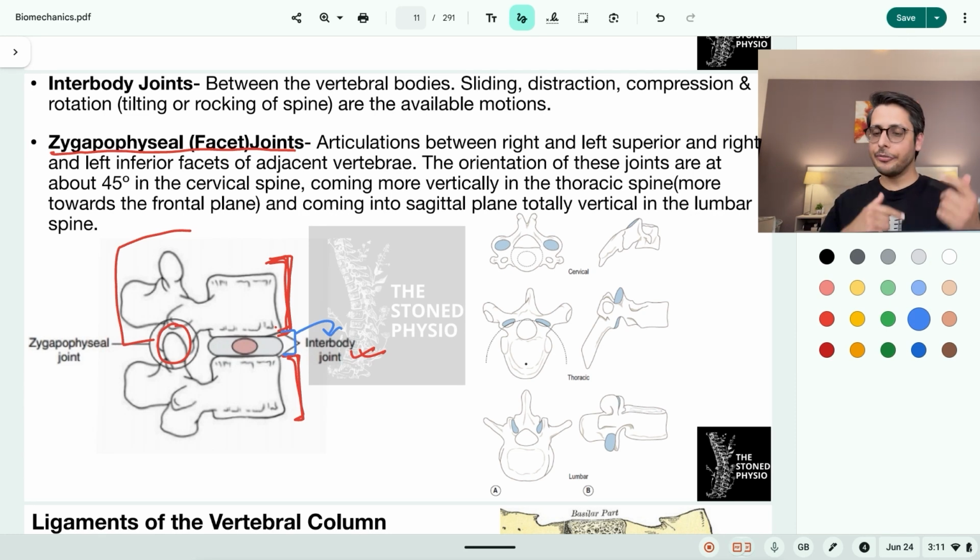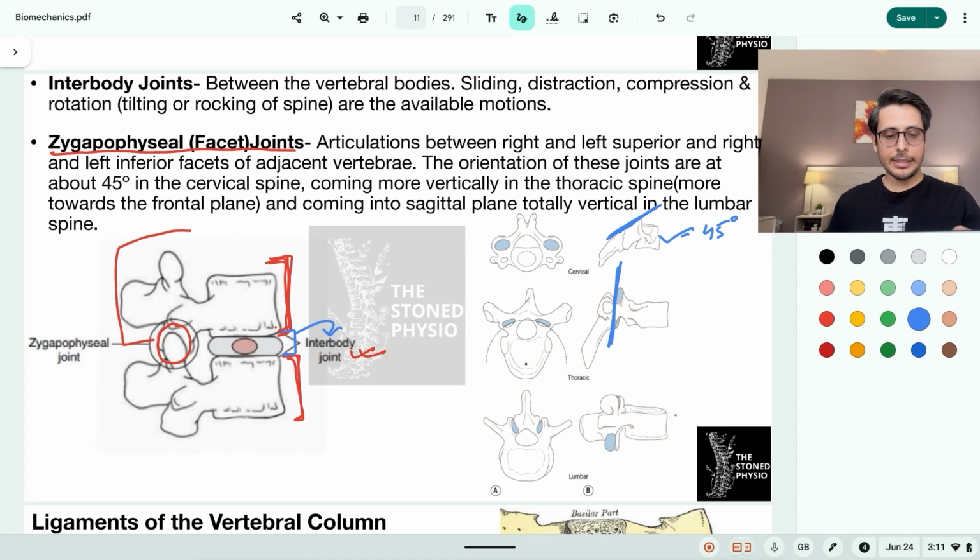Now if we talk about the structure, we have different angulations and different structures of these facet joints as we go all the way from the cervical spine to the thoracic and then to the lumbar. In the cervical spine, in this picture, we can see the angulation is mostly like this, at about 45 degrees. And the same facet joint in the thoracic spine gets more vertical, almost like this, mostly vertical.